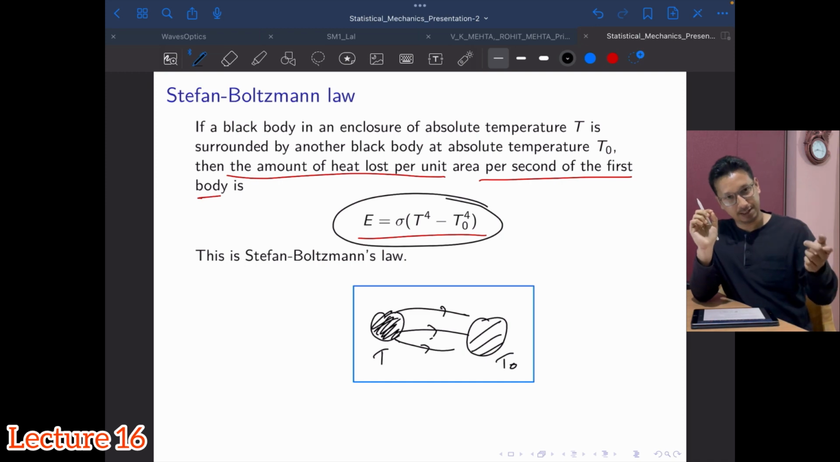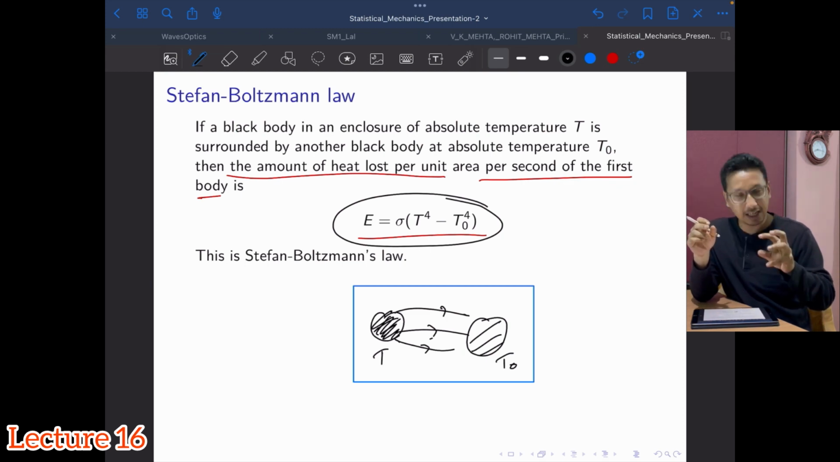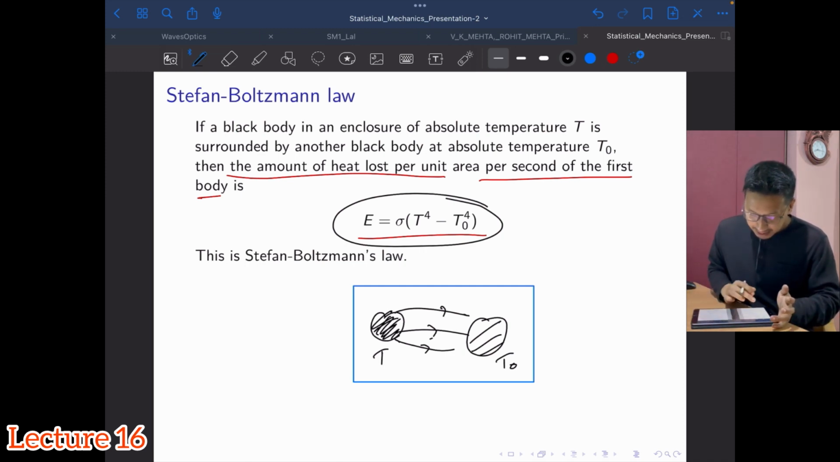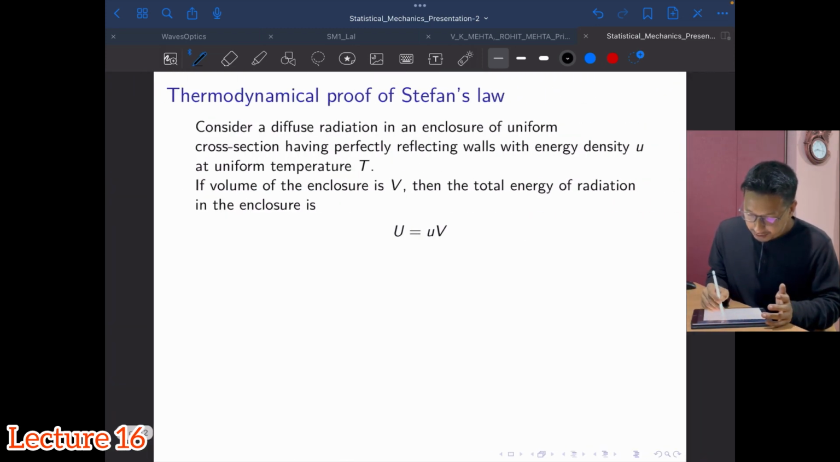Okay, so Stefan's law, as you can see, talks about the heat radiation or the heat emitted by the black body alone. But the Stefan-Boltzmann law talks about the net energy loss, or the net heat loss by the black body. Okay, so now we shall see the thermodynamical proof of Stefan's law.